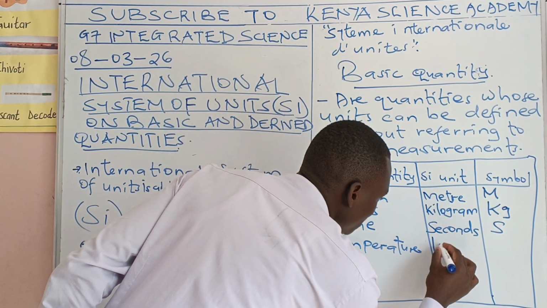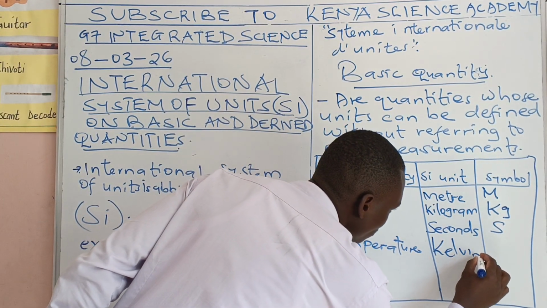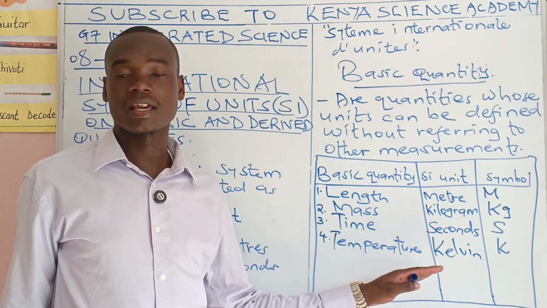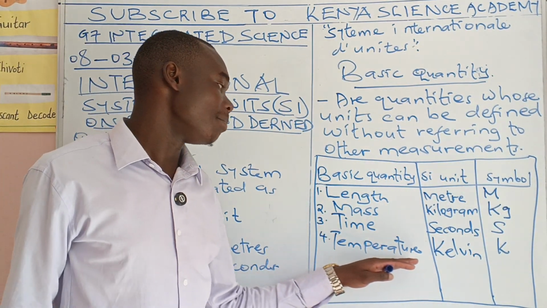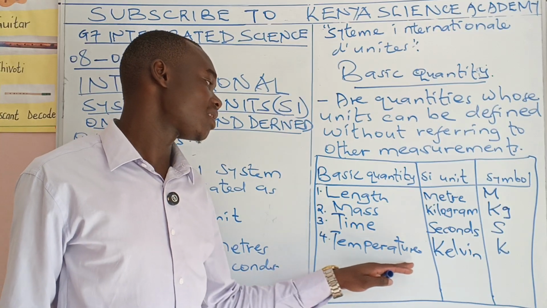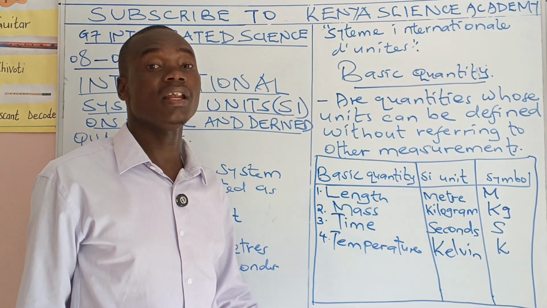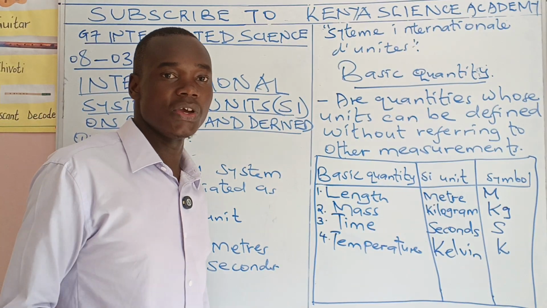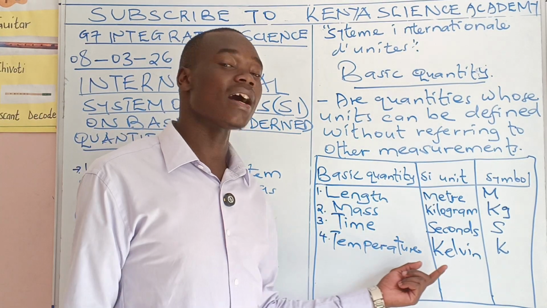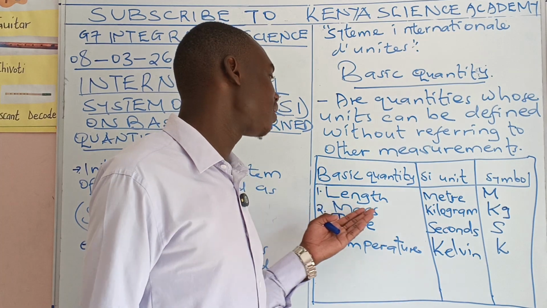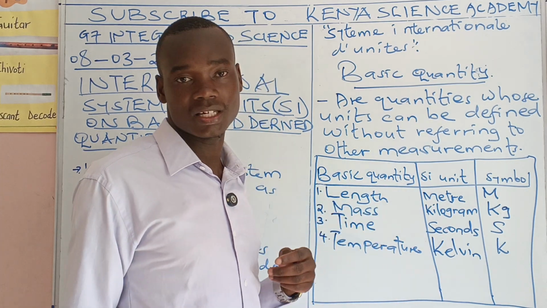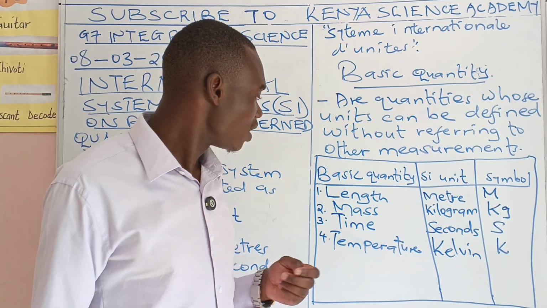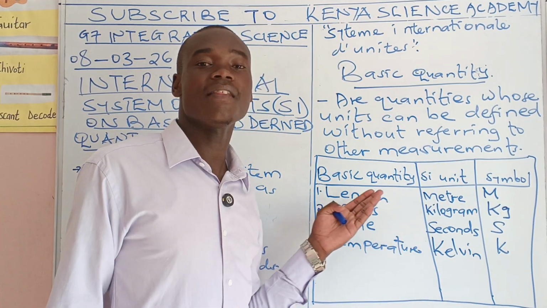So temperature is measured in Kelvin with the symbol K. Now the scientists came up with the measurements of temperature and said it is measured in Kelvin. There are other units which I will mention later. We know that length is measured sometimes in centimeters, sometimes in kilometers, sometimes in millimeters. So those are some other measurements.